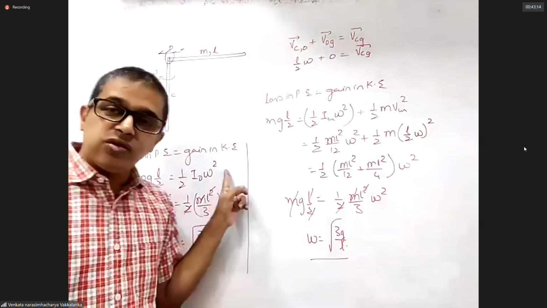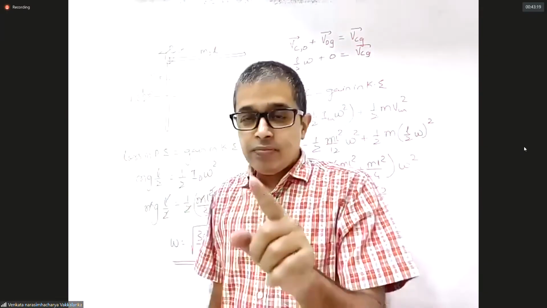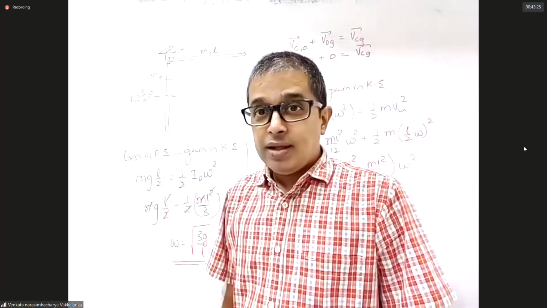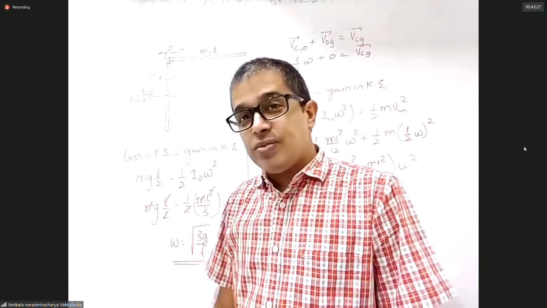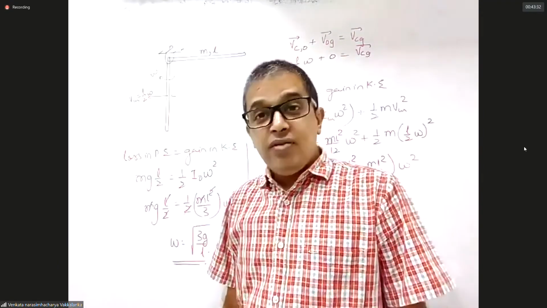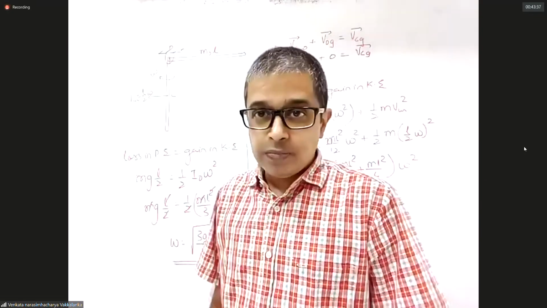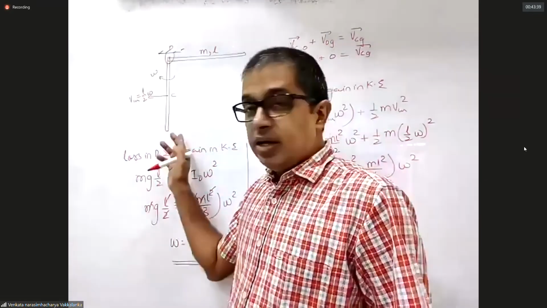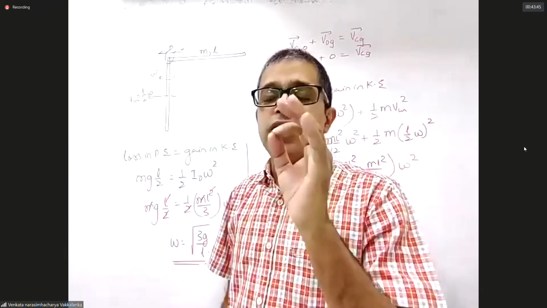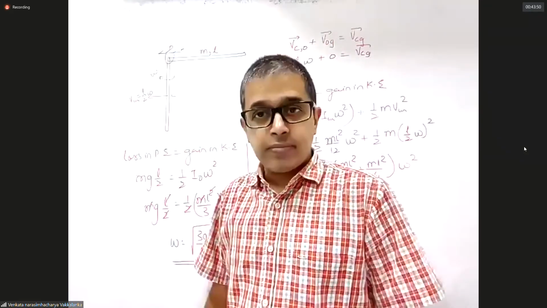Either you recognize the point about which the body is subjected to pure rotation. Sometimes this point may lie outside the body. We will learn how to recognize that after 5 lectures from now. If you can recognize the point about which the body is subjected to pure rotation, kinetic energy of the body is half I about that point into omega square.